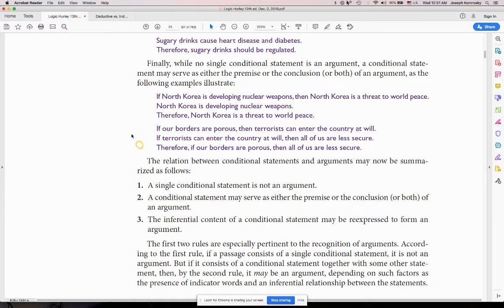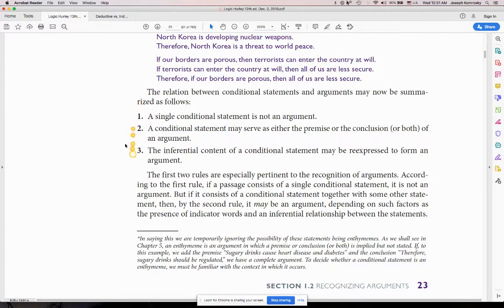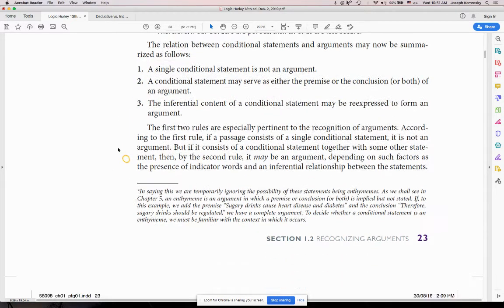We'll see later in this chapter, you can have multiple conditional statements. This is called the hypothetical syllogism. That is an argument. But in order to have an argument, you have to have multiple if-then statements. Just one on its own is not an argument. Okay, so I'll let you read these bullet points 1 through 3.